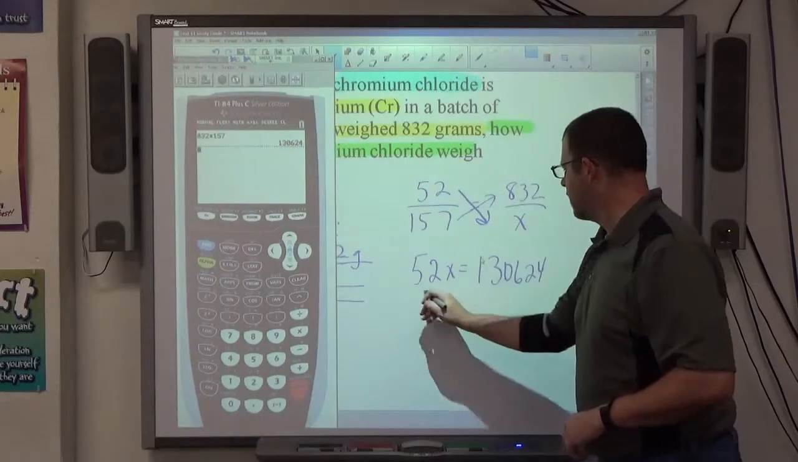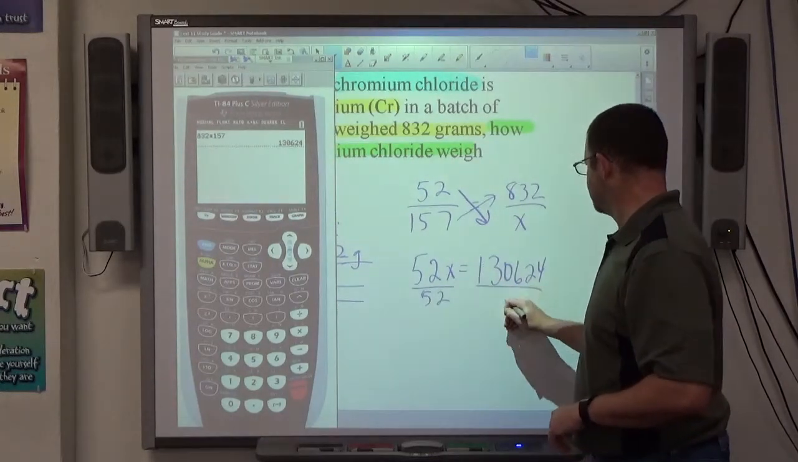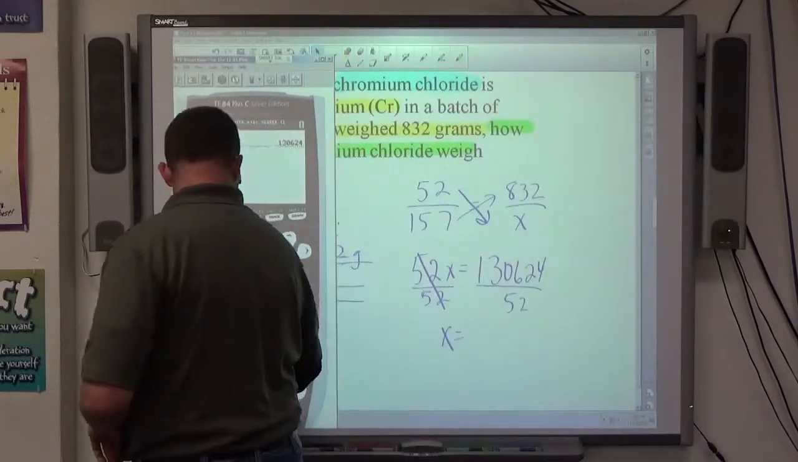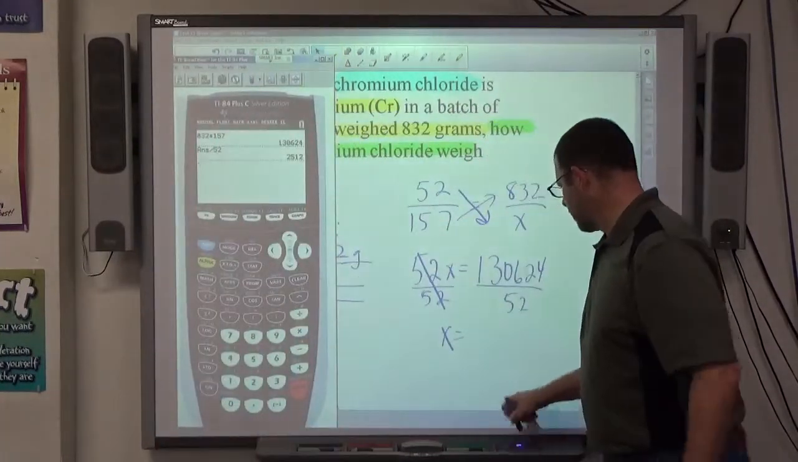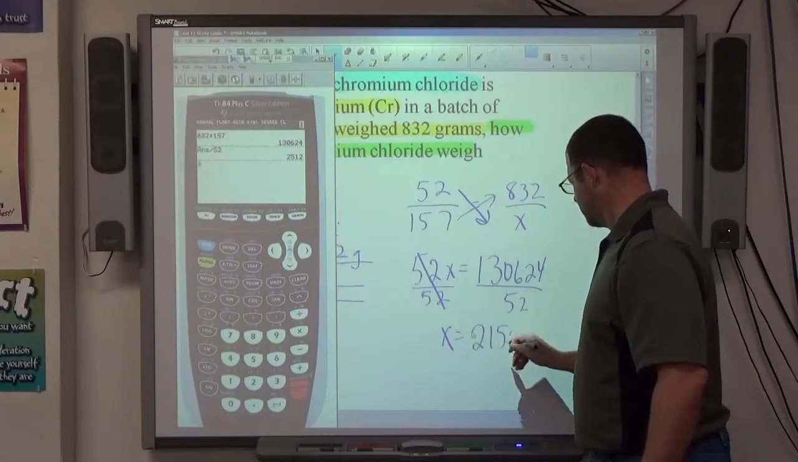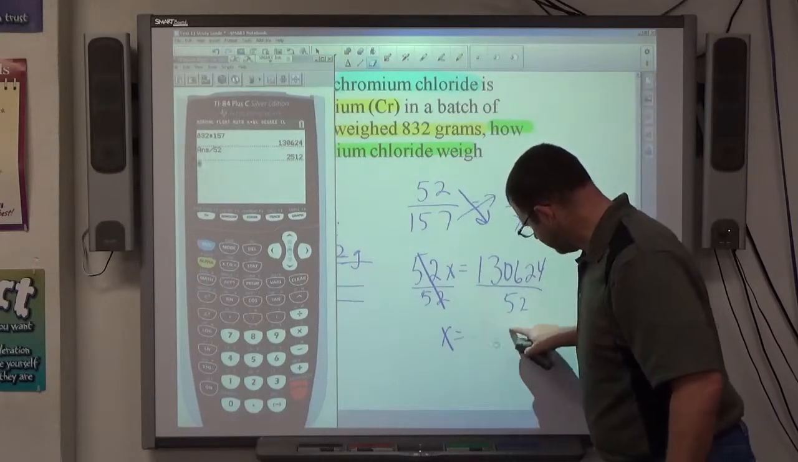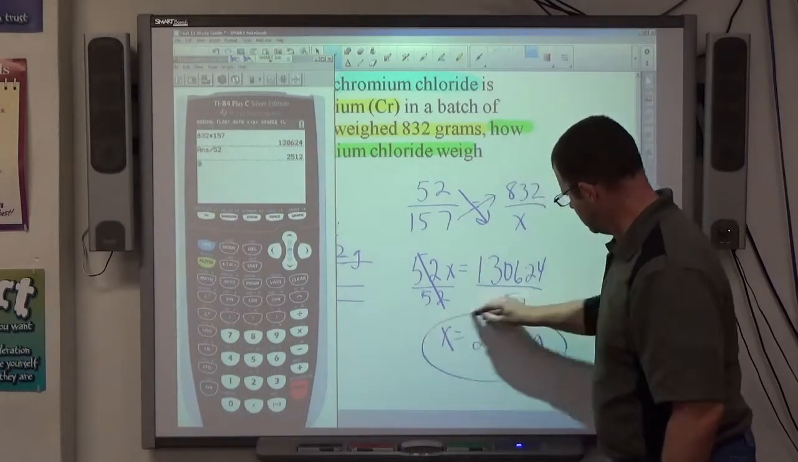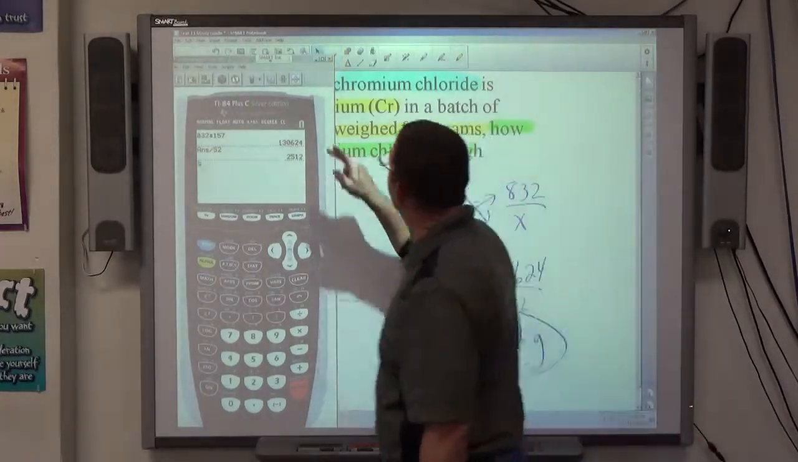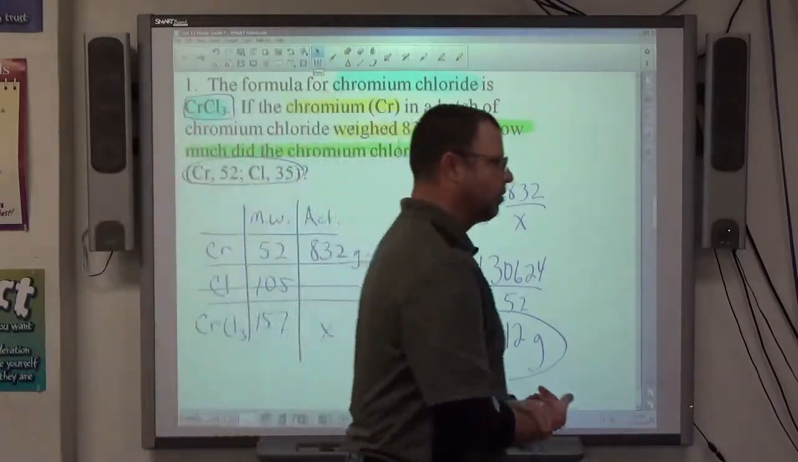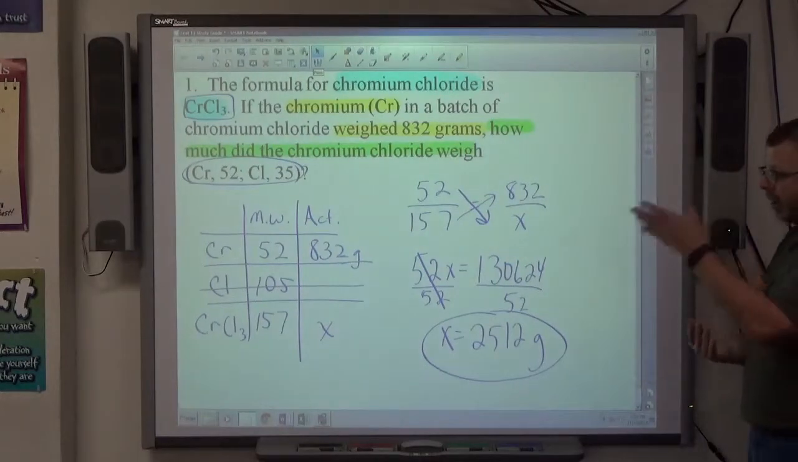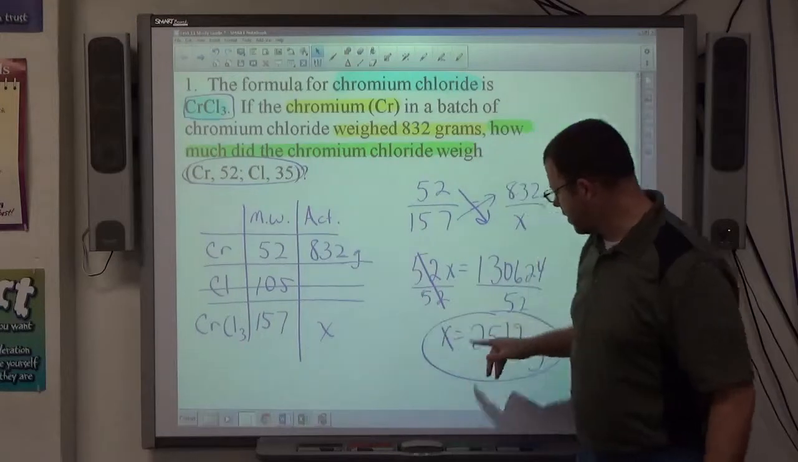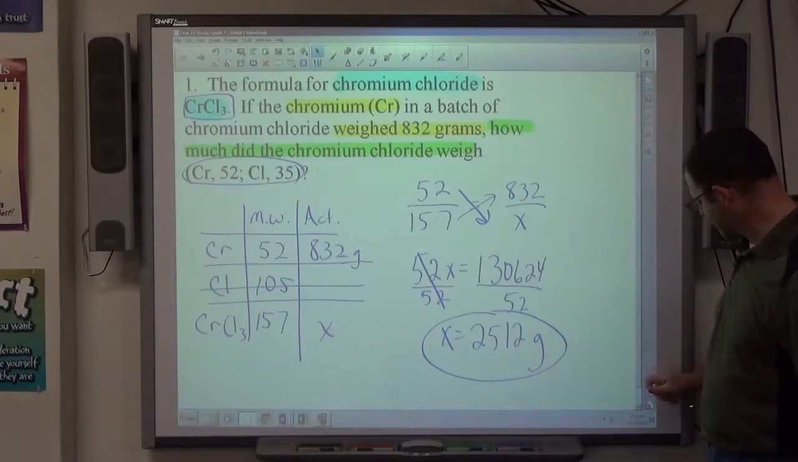That's for that product. Divide both sides by 52. We get whatever we get. In this case, we get 2,512. Verify that the numbers match, and that's that problem. So on the test, you should expect a chemical formula of that variety. That chart will help you get the answer correct, and then again, once you get everything properly lined up, you should get a nice, friendly answer like that.